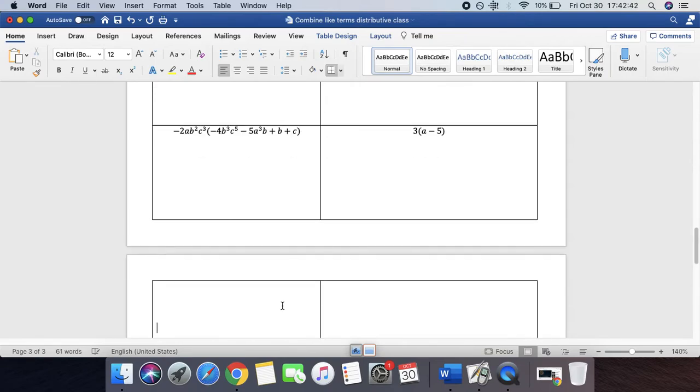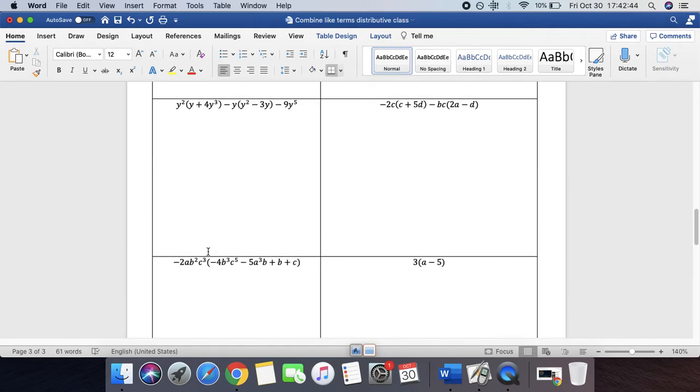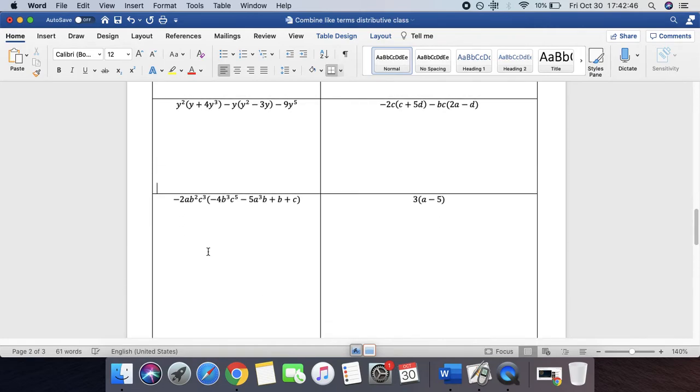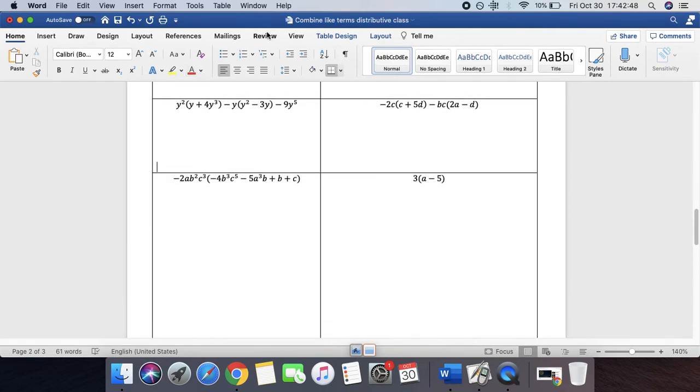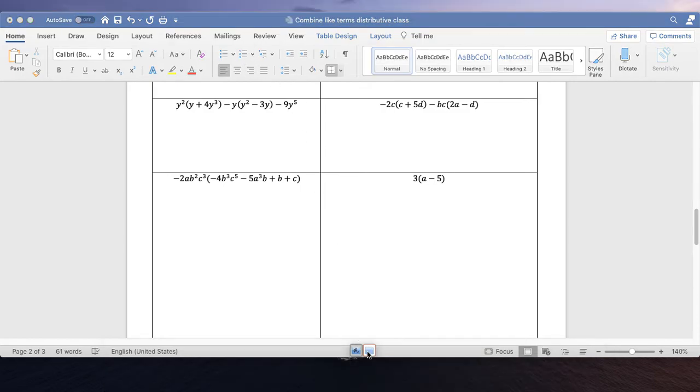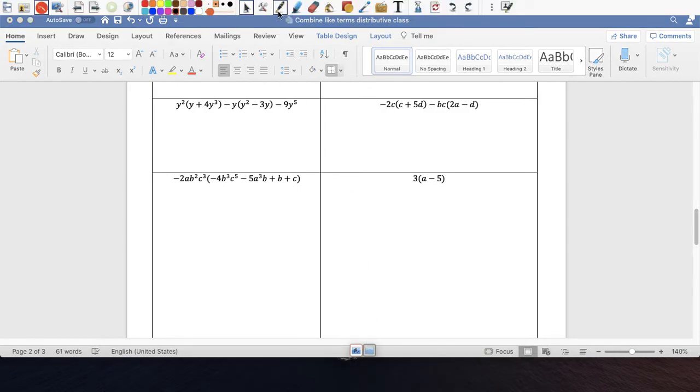All right, let me make more room. I need a little bit more room. All right, so what is this? So here is an outlier. What is this guy doing here? Seriously. 3 times a is 3a, and then 3 times negative 5 is going to be negative 15. What? I don't even know why. Okay, no comments. All right, so it's really out of place.